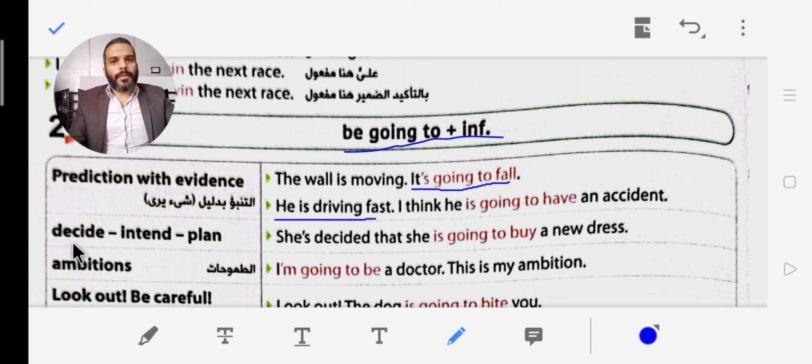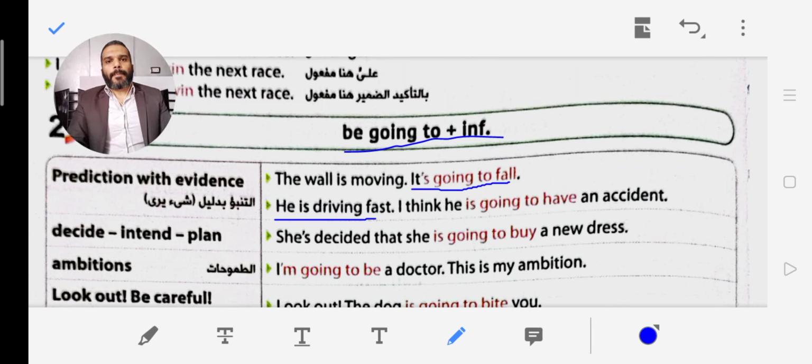Okay, with these words: decide, intend, plan. She has decided that she's going to buy a new dress. We use be going to express plans, to express future. If you have planned something at present, if you have an intention at present, if you have a decision and you want to do something in the future.